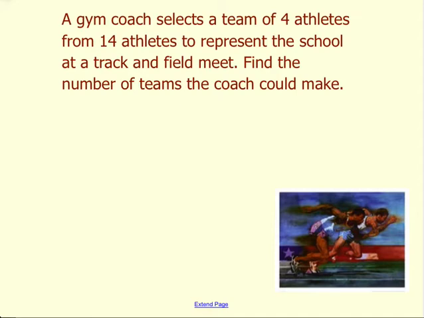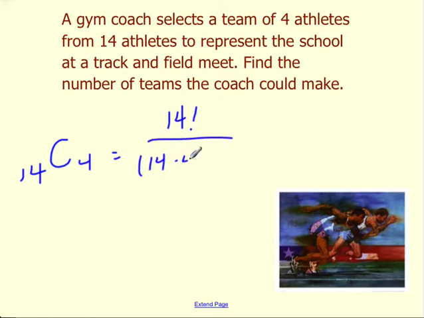If we're just talking about a team, we don't really rank a team, at least not in track necessarily. So we have 14, and this is going to be a combination. We're going to choose 4. On top, we're going to have 14 factorial, and on the bottom, 14 minus 4 factorial times 4 factorial. Let's continue to simplify that out.